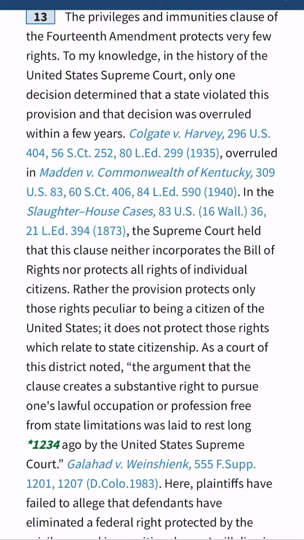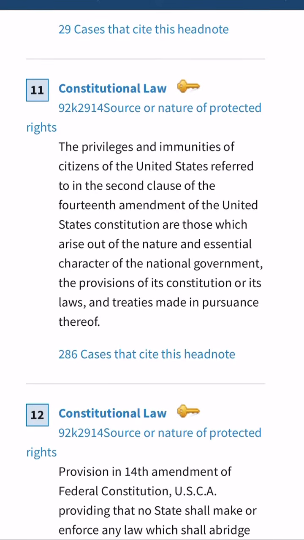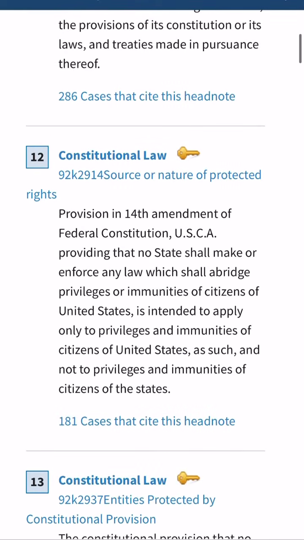Now, let's go to the Slaughterhouse cases. So let's look at 11 and 12. The privileges and immunities of citizens of the United States referred to in the second clause of the 14th Amendment of the United States Constitution are those which arise out of the nature and essential character of the national government, the provision of this Constitution or its laws and treaties made pursuant thereof. And number 12, provisions of the 14th Amendment of the Federal Constitution provide that no state shall make or enforce any law which shall abridge privileges and immunities of citizens of the United States, is intended to apply only to privileges and immunities of citizens of the United States as such, and not to privileges and immunities of citizens of the states. There is a distinct difference, sir.